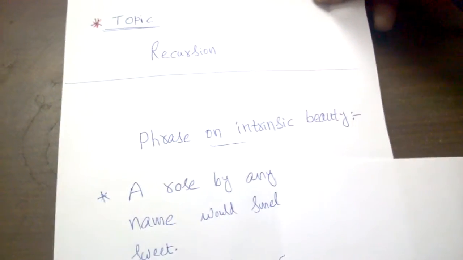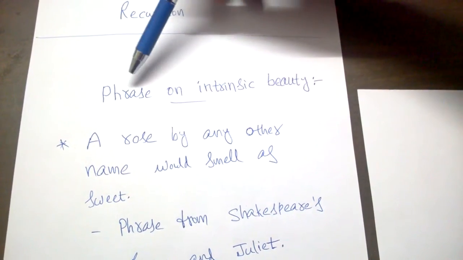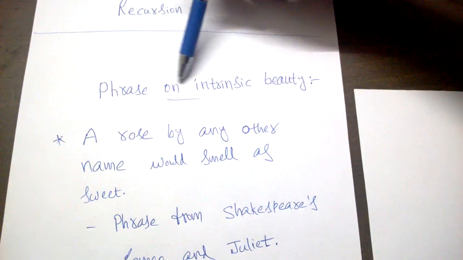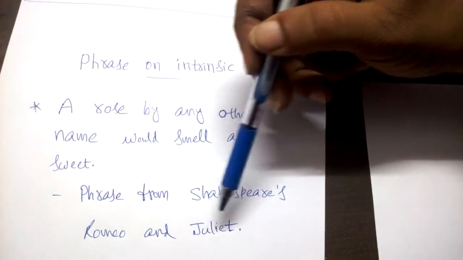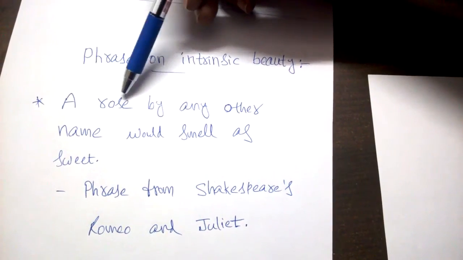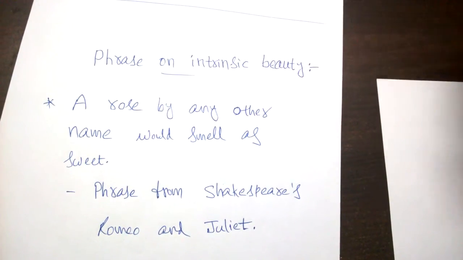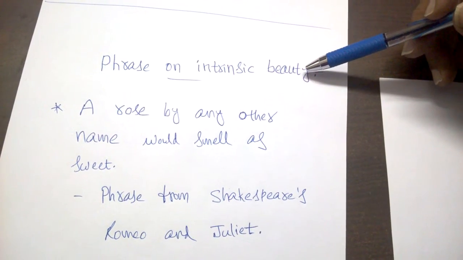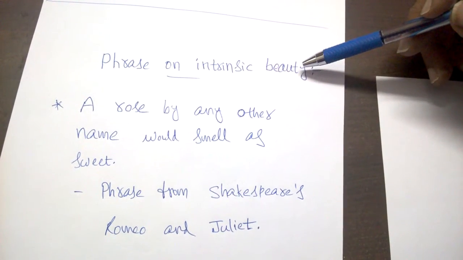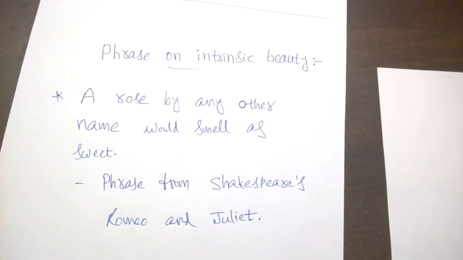We will take a brief look at a phrase. Before we go into the subject, we'll take a brief look at this phrase on intrinsic beauty. It is from Shakespeare's Romeo and Juliet. It says, "A rose by any other name would smell as sweet." This is a very interesting phrase which talks about the importance of intrinsic beauty rather than how things look externally. Okay, we will now go into the topic of recursion.